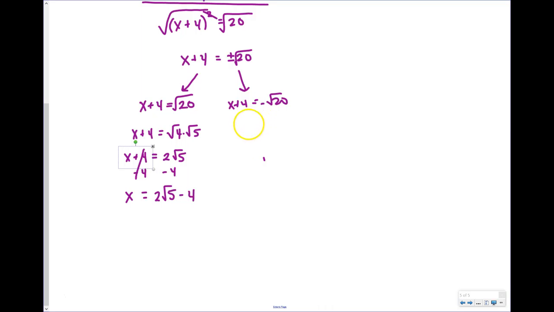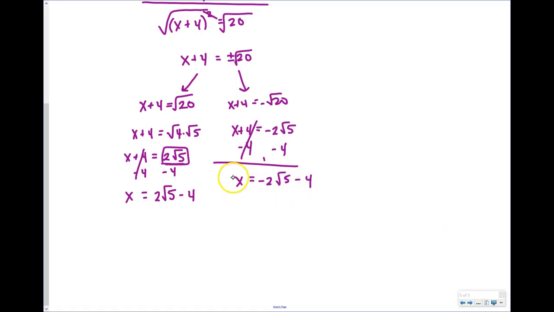Okay, now for the other one, x plus 4 equals, I already figured out my simplest form is this, so I'm not going to redo it. I'm just going to put the negative there, negative 2 square root of 5. Subtract the 4. Remember, these can't combine. You can't just say this is negative 6 square root of 5. Square roots don't really work that way. So I'm going to say x equals negative 2 square root of 5. Let me make that a little clearer. Oops. Let me get my eraser. Alright. Negative 2 square root of 5 minus 4. So there's my answers in simplest radical form.